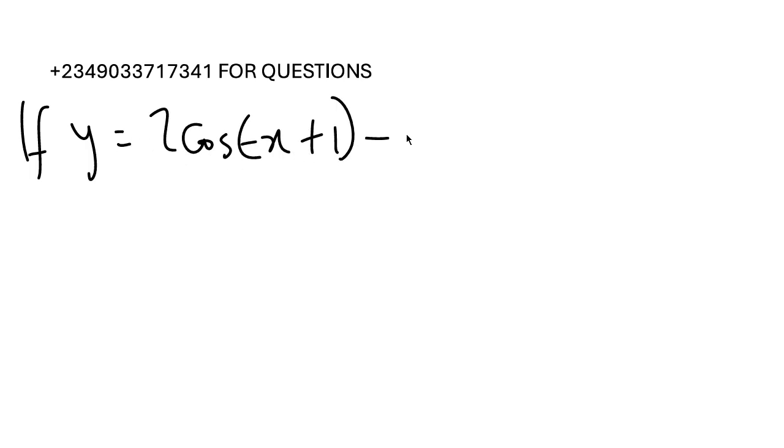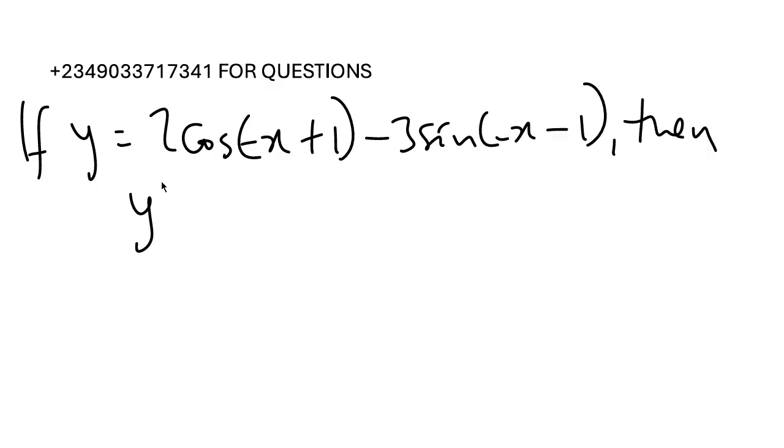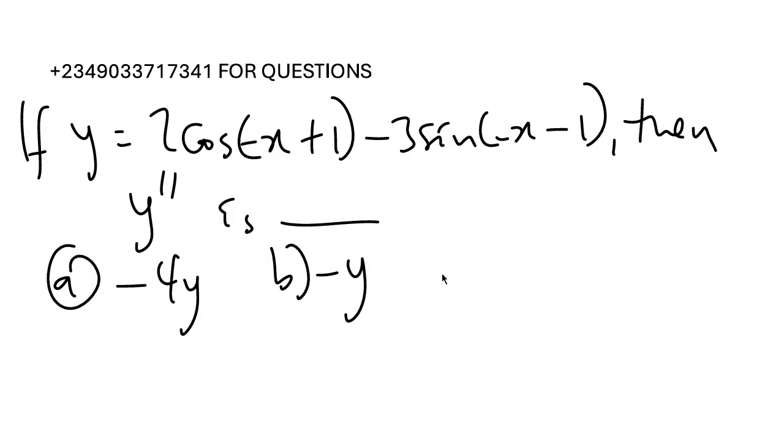The question on derivatives, in preparation for the Maths 103 exam, goes this way. It says: if y is equal to 2 cos(-x + 1) - 3 sin(-x - 1), then y'' is, and the options given are -4y, -y, -9y, y. You can do well to pause the video and attempt it.